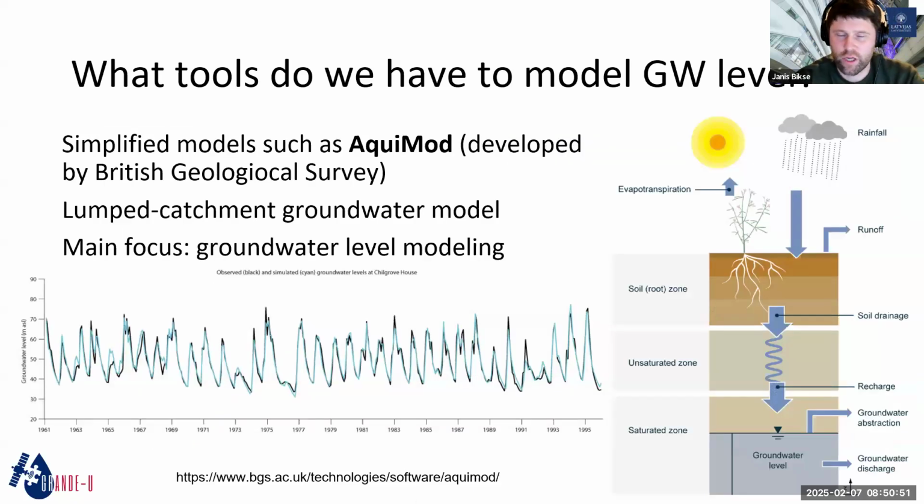And what other kinds of tools do we have to model groundwater levels? There are some simplified models like AquiMod, which was developed by the British Geological Survey. These are lumped catchment groundwater models. It means that the groundwater is modeled in zero dimensions. Basically, there are no dimensions, apart from the numerical models where we can have 3 dimensions. Here, there is no dimension, or at best 1 dimension, which is the vertical dimension, and of course time, which is the temporal dimension.